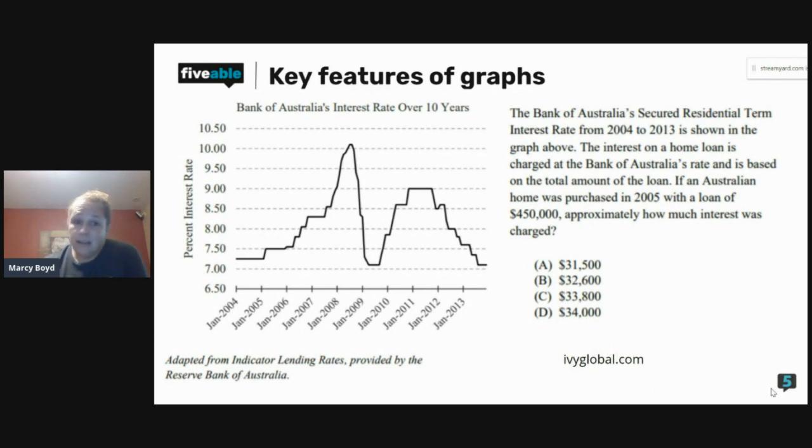So the SAT and the ACT are really trying to make things real world, okay? Really finding some emphasis there. So we got key features of graph. We have a graph given to us, the Bank of Australia interest rate over a 10-year period. That 10-year period starts, as we're reading what we call the x-axis, from January 2004, goes to January 2013.